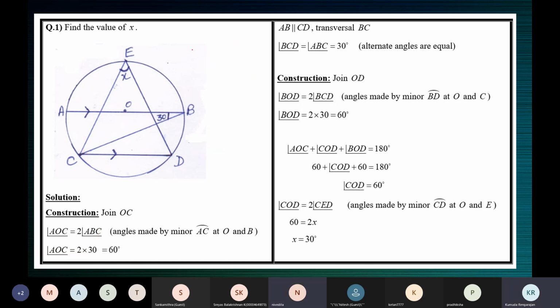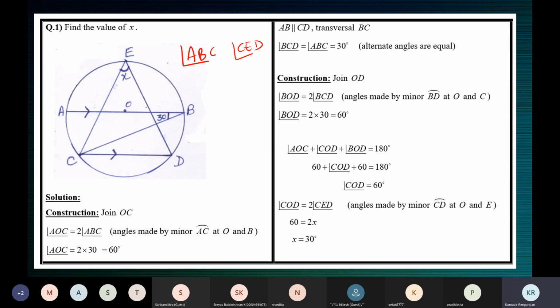Ma'am, BCD, ma'am, BOD and BCD. No, your doubt actually. Your doubt. You said some two angles are angles in the same segment of the circle, right? Yes, ma'am. So I think you were talking about angle ABC and angle BCD, ma'am. CED, right? Correct? Yes, ma'am.